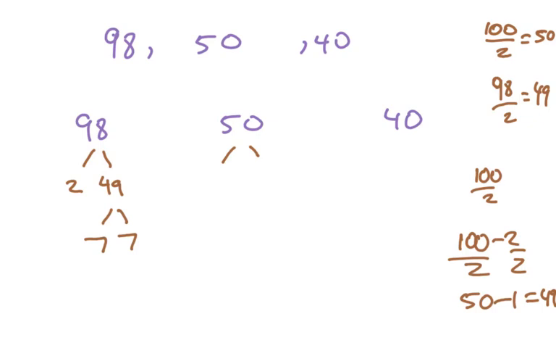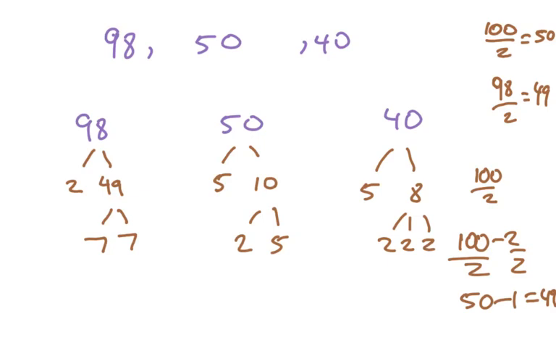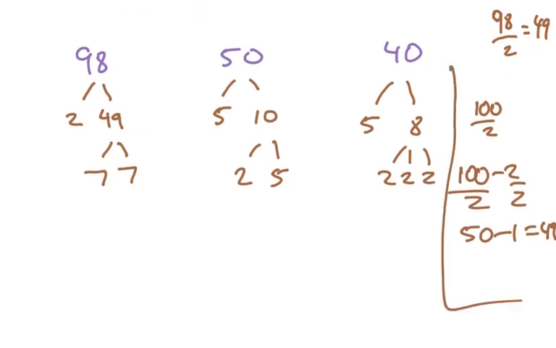Now, with 50, I'm thinking 5 times 10, and then 2 times 5. And with 40, I'm thinking 5 times 8, and 8 is infamous at this point. You should be thinking 2 times 2 times 2, 3 times. So this breaks down to 2 times 7 squared. This breaks down to 2 times 5 squared, and this is going to be 2 cubed times 5.